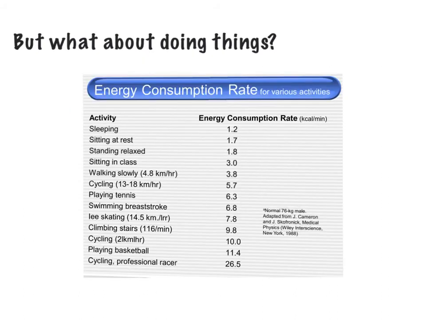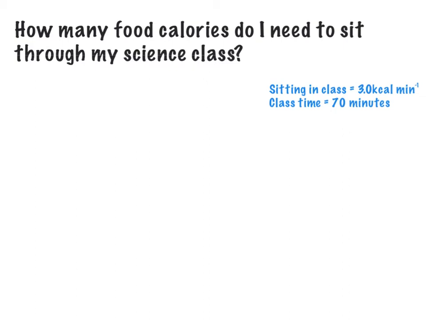All right, moving on. Now, if we can do it for food, then there are people who go around and actually work out how much an activity is going to require in terms of energy. So it has a list of a dozen activities here. There is a complete list, I'm sure. So we're going to use that list to tell us what's going on. So how many food calories do I need to sit through my science class? The science class is 70 minutes, and I use 3 kilocalories per minute.